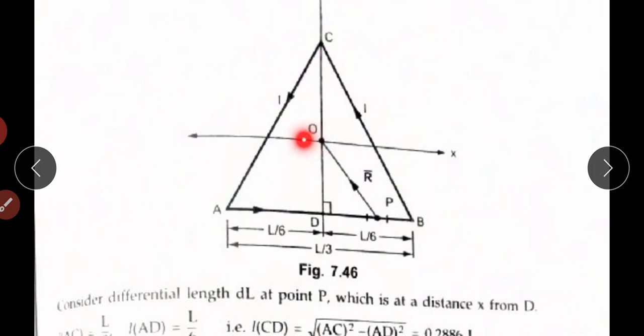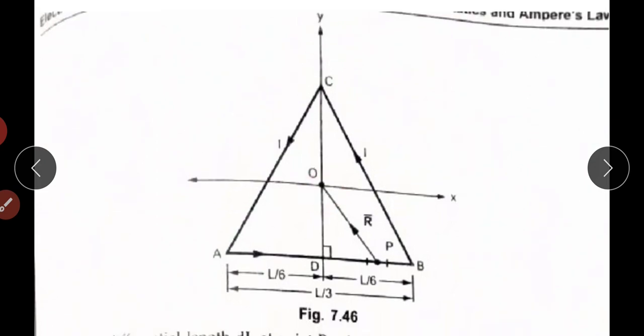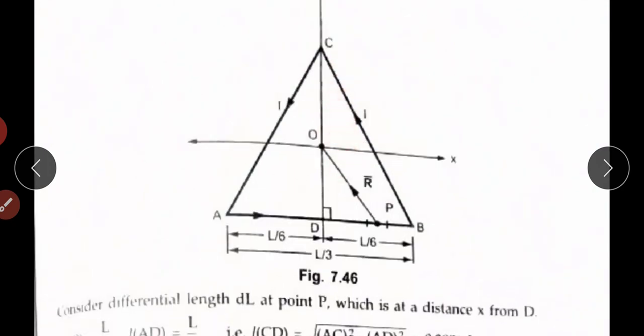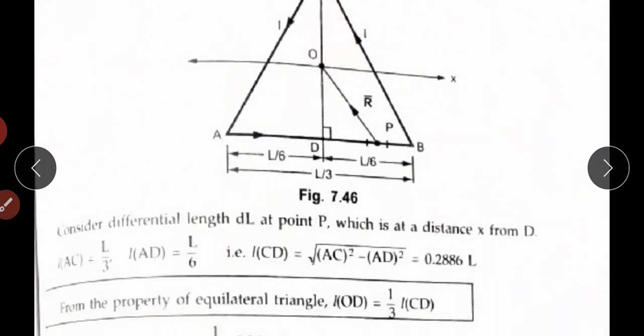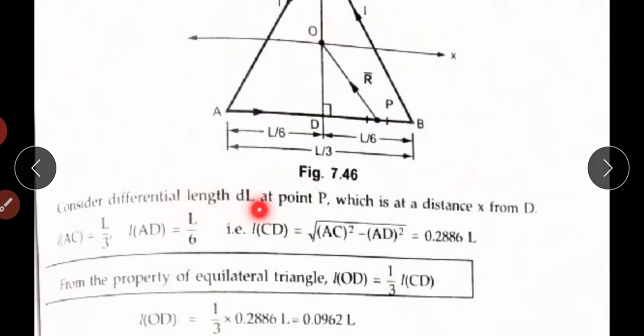So this is the midpoint. Okay, and we are considering this conductor in the xy plane. This is the x-axis, and next, this is the y-axis. So now we have to find the magnetic field intensity at this point. So consider a differential length dl at point P at a distance of x from D.